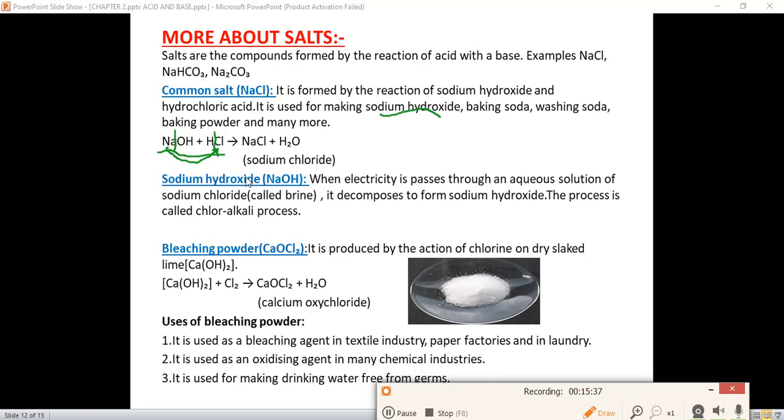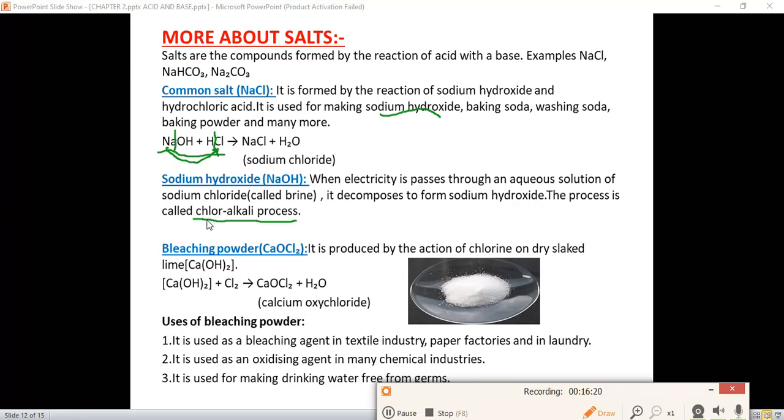It is a base. Sodium hydroxide is a base. When electricity is passed through an aqueous solution of sodium chloride called brine, it decomposes to form sodium hydroxide. The process is called the chlor-alkali process. Why is this process called the chlor-alkali process? Because in this process chlorine is formed and alkali NaOH is formed. Means when we pass electricity through NaCl, it will decompose to give us sodium hydroxide, chlorine, etc.